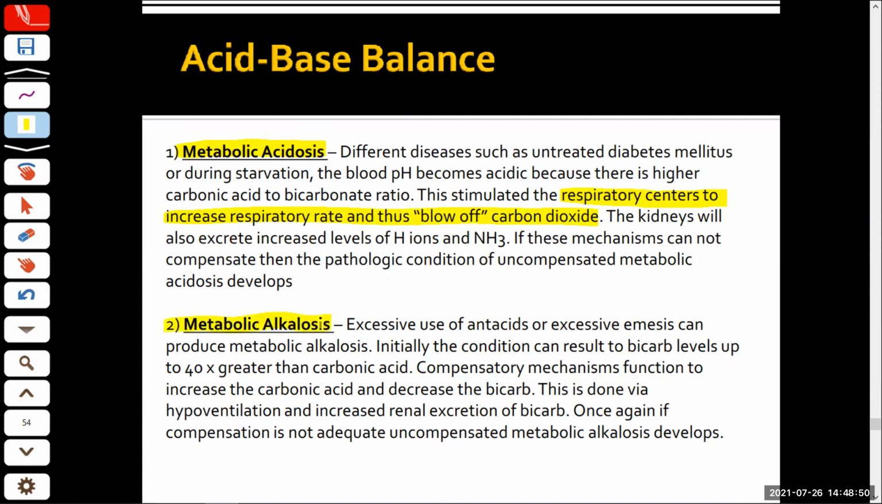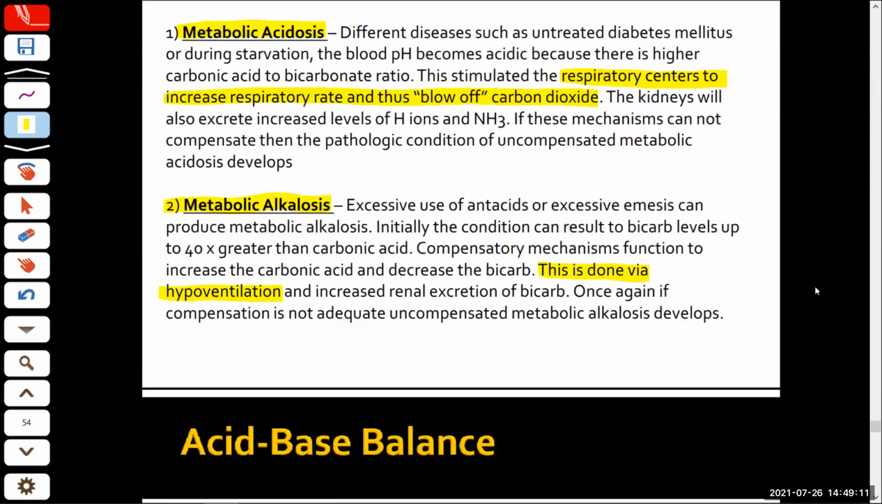Metabolic alkalosis. Kidneys are going down. What should my lungs do? Hold on to CO2. Done via hypoventilation. Okay. Sorry, let me scoot that up. So again, if you didn't like my explanation of that, there you go.